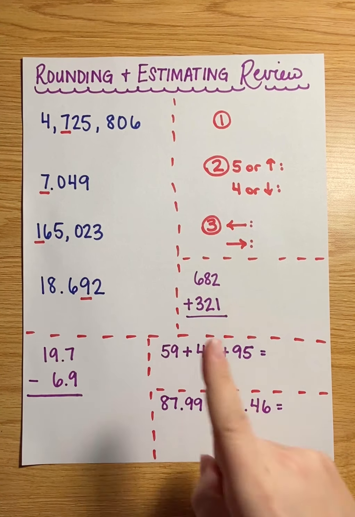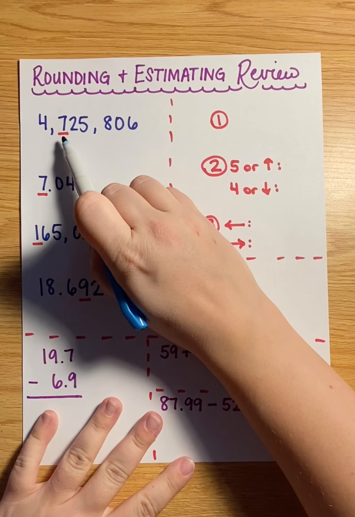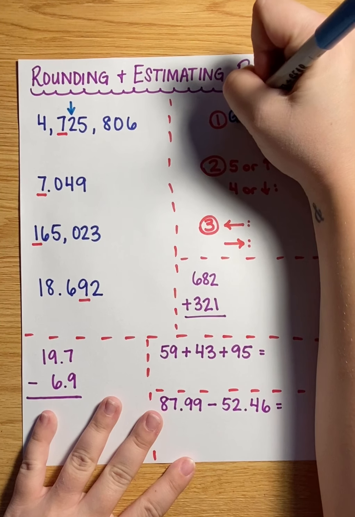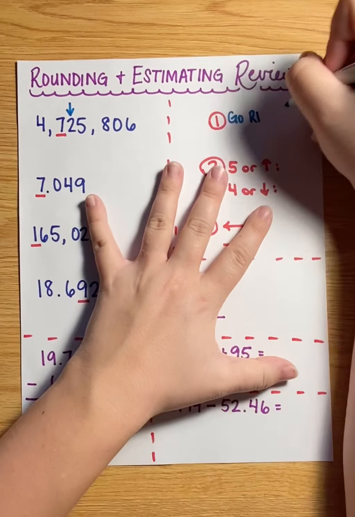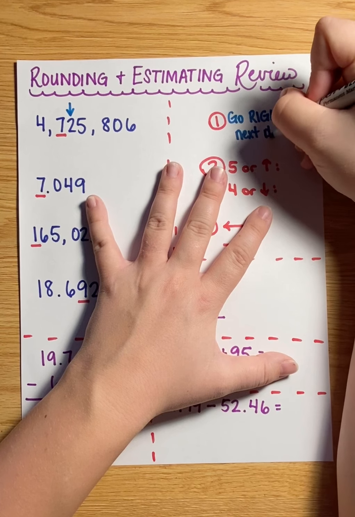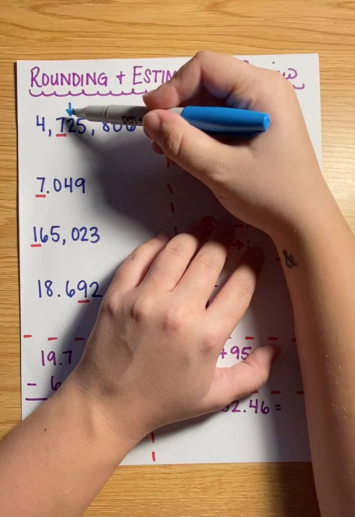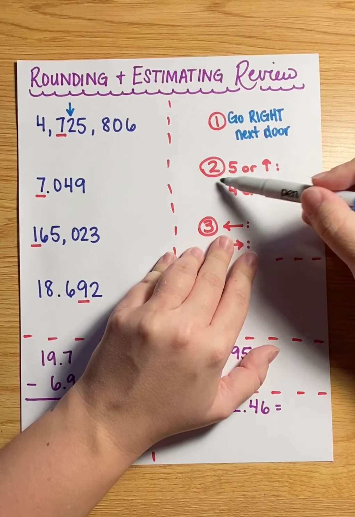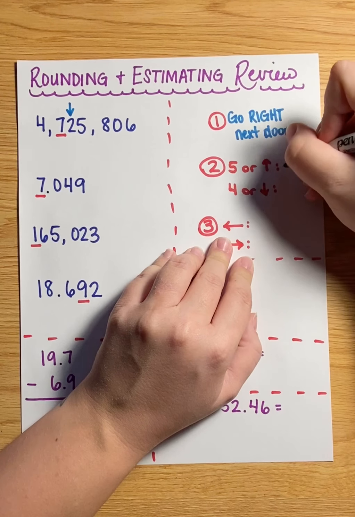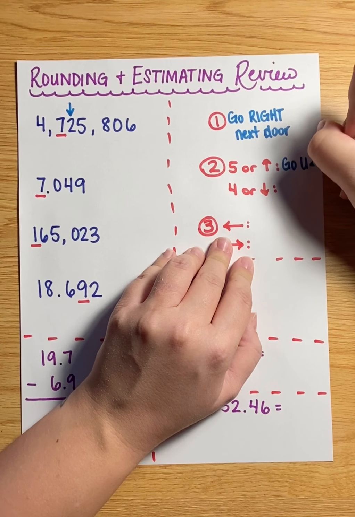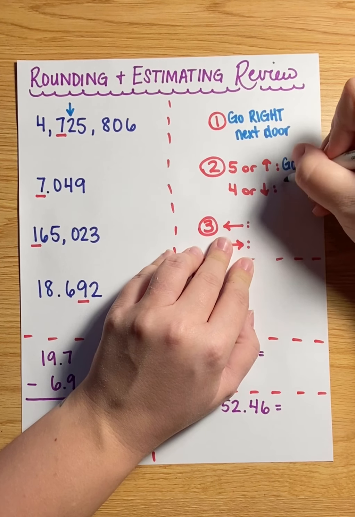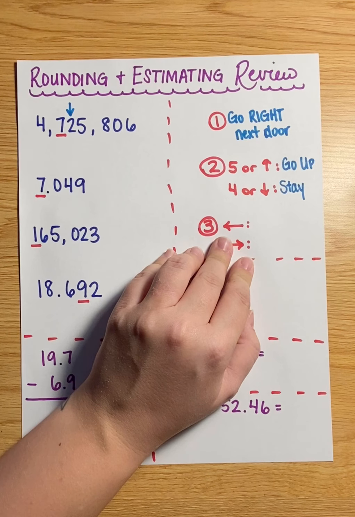okay? So remember, the first step is always to figure out what place we're rounding to, and then we go right next door. So I'm going to write go right next door. We're going to our neighbor. Okay? So we go to our next door neighbor. And our next step is if that neighbor is 5 or larger, our underlined number is going to go up by 1. If that number is 4 or smaller, our underlined number is going to stay the same, okay?